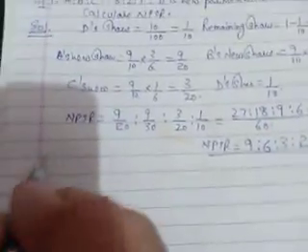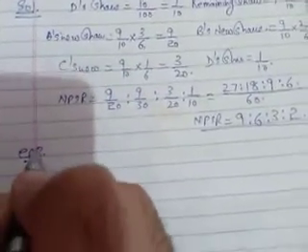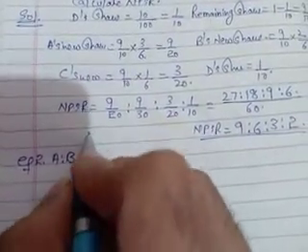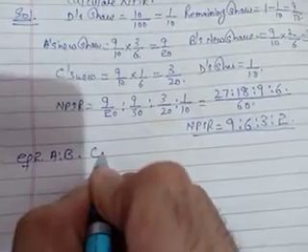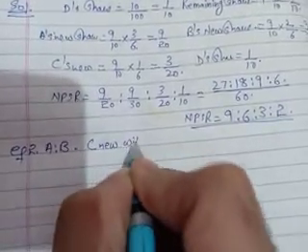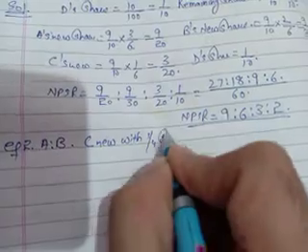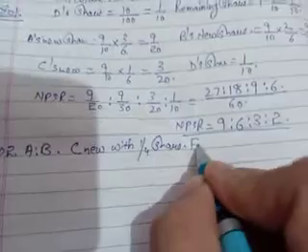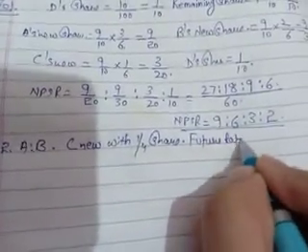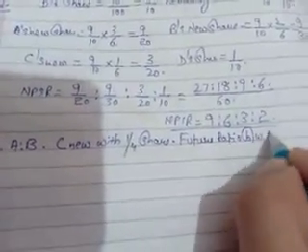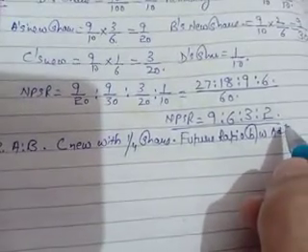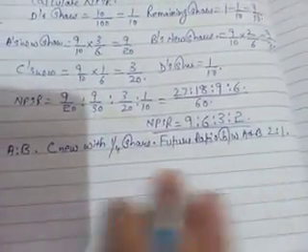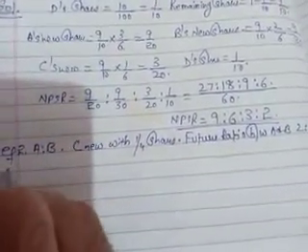Now let's take another example. Example number 2. A and B are partners. C is admitted with 1/4 share. It is given in the question that the future ratio between A and B will be 2:1. So we have to calculate the new profit sharing ratio here also.